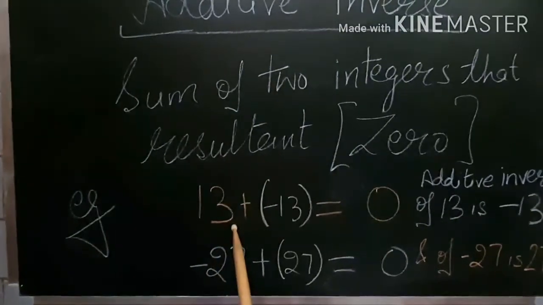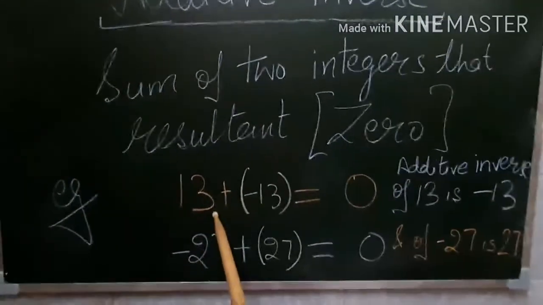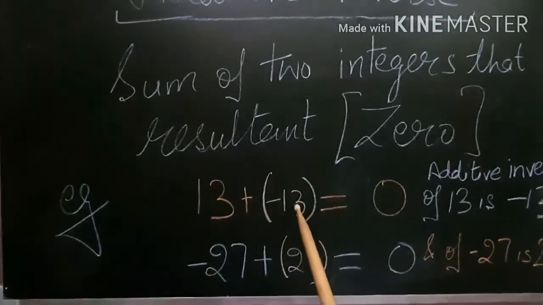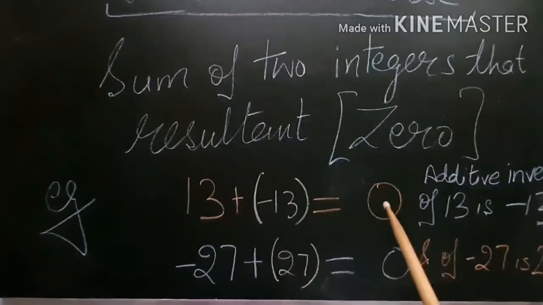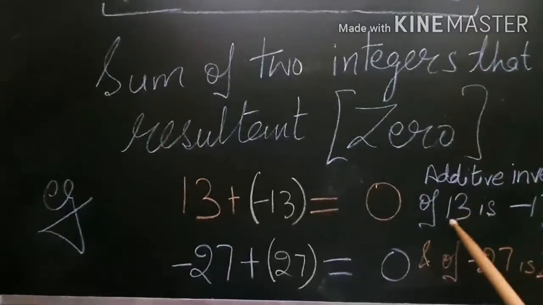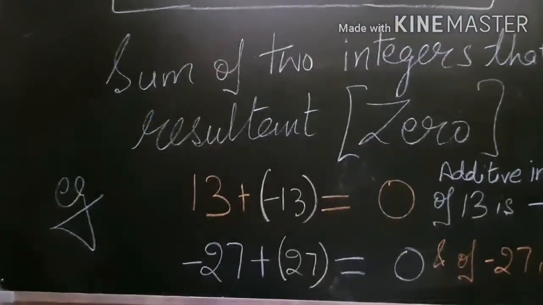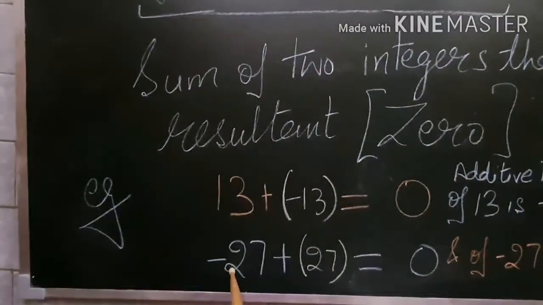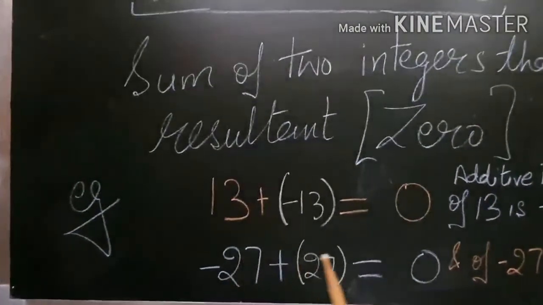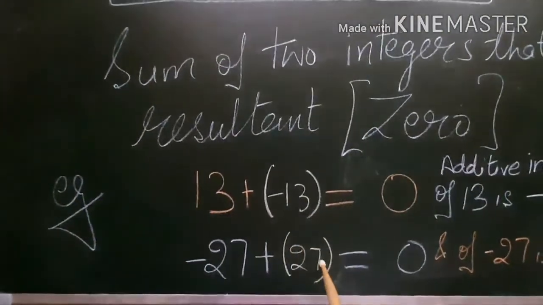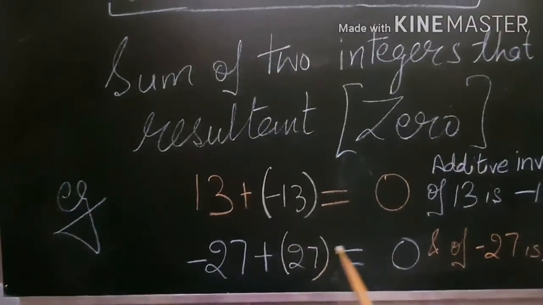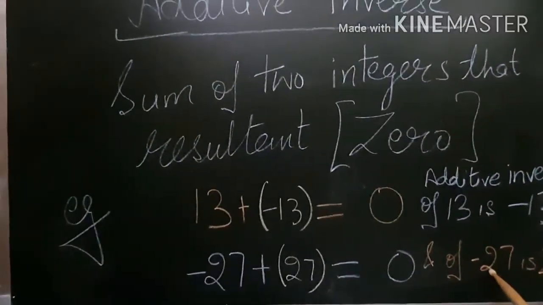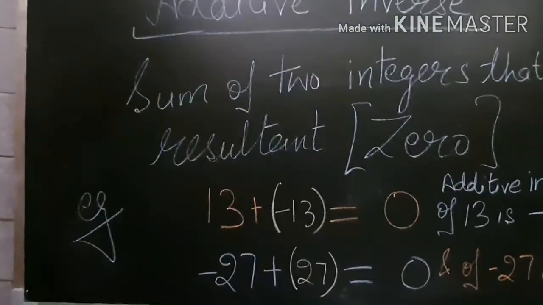I take plus 13, a positive integer. So if I add minus 13 to it, I got 0. So the additive inverse of 13 is minus 13. And the same way if I have minus 27, so if you add 27 of positive sign, you got 0 and the additive inverse of minus 27 is 27.